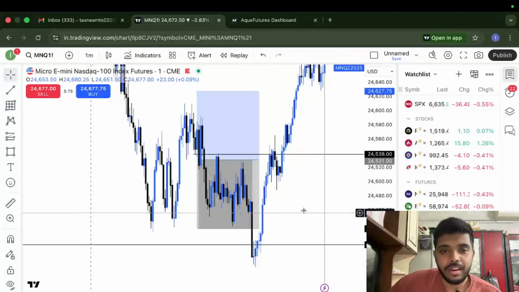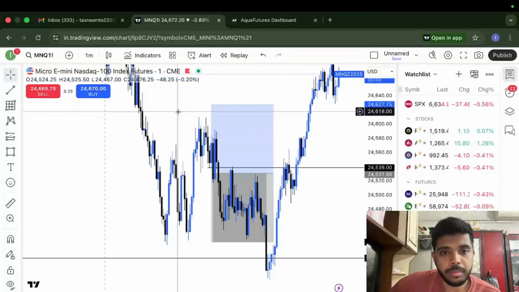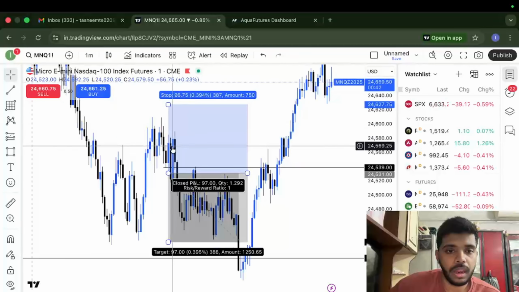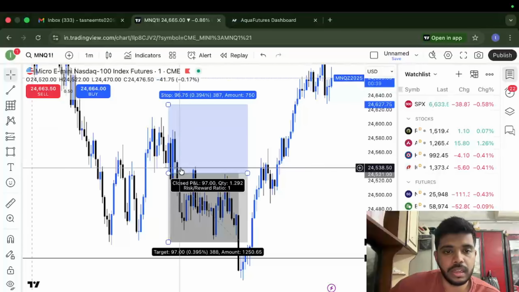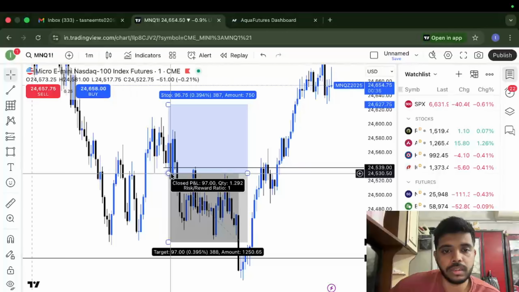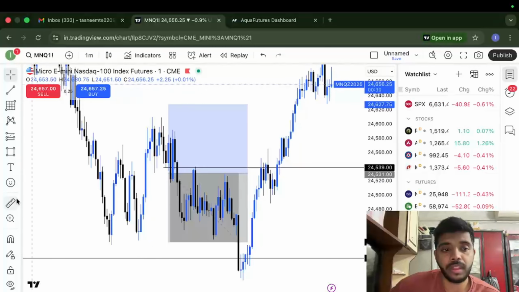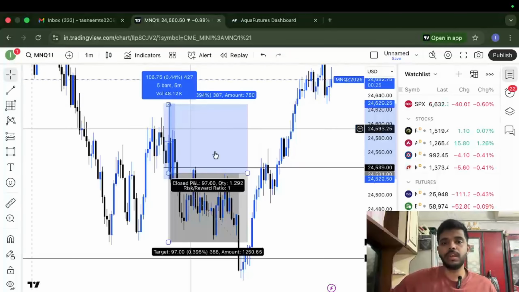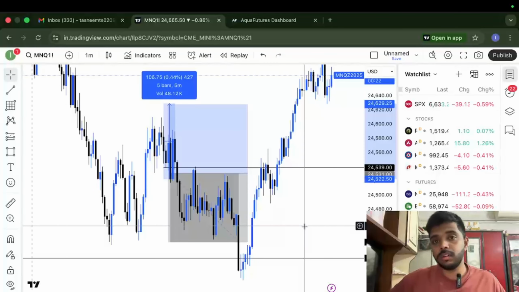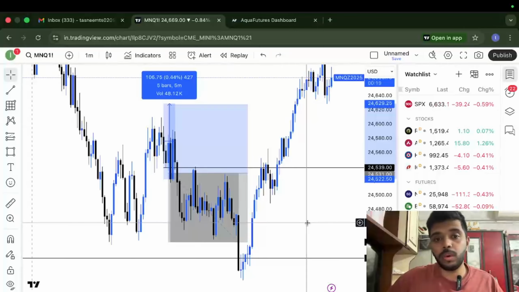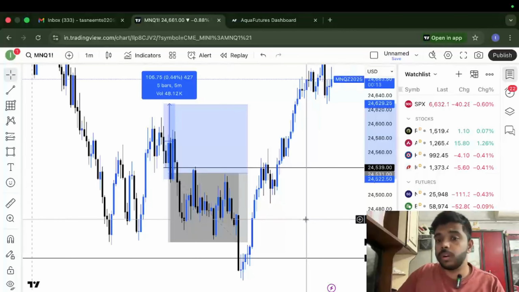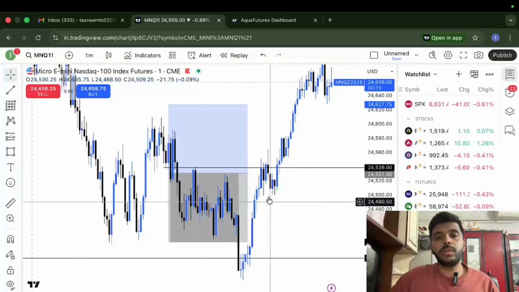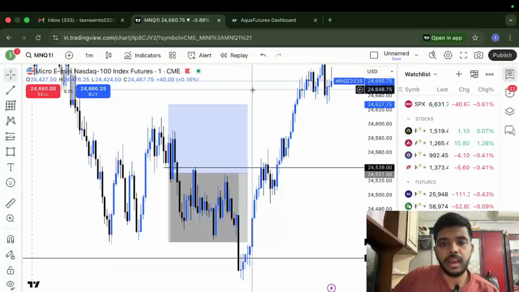After filling this 15-minute gap as well as a 5 minute gap, and after a break of structure to the downside, I've entered with six ES contracts. Sorry, I have entered with six micro Nasdaq contracts, because the SL was around 106.75 points, and if I would have entered with 10 micro ES contracts, my SL would be around 1,600, which is above my daily drawdown. So I have entered with only six contracts, and I've captured a 1:1 move.